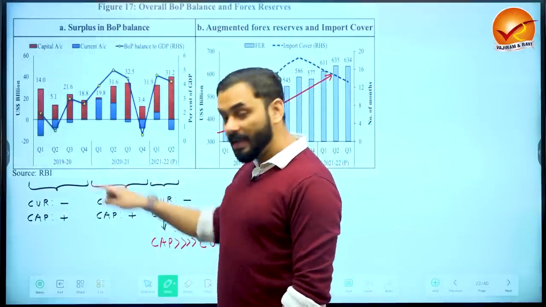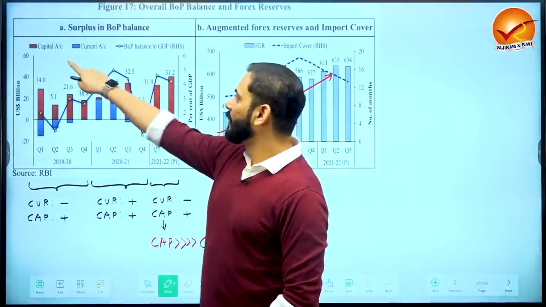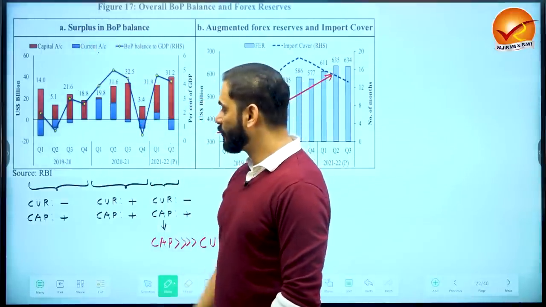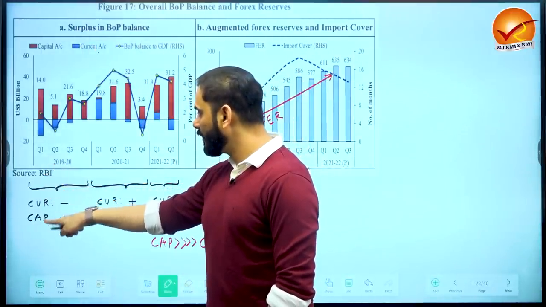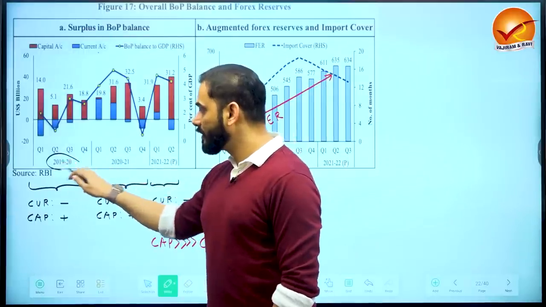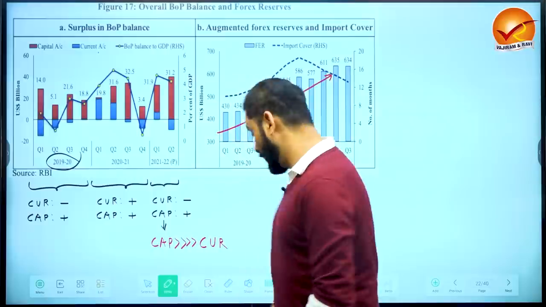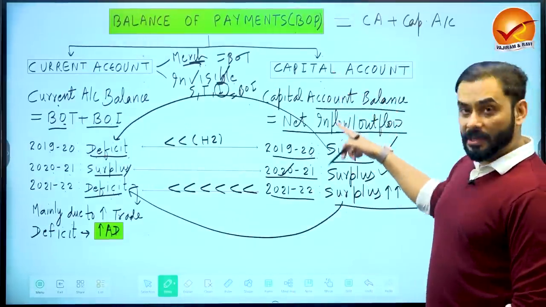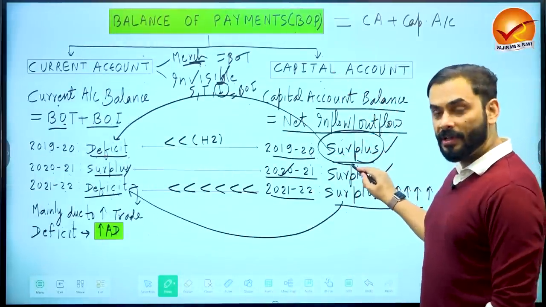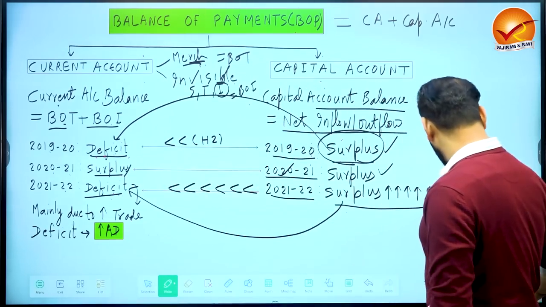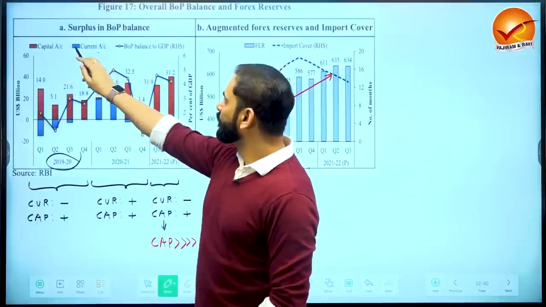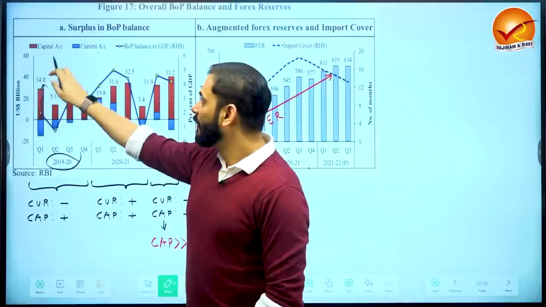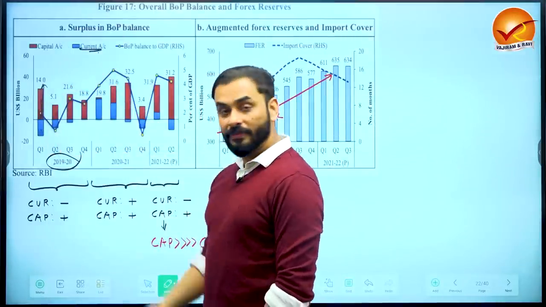So in 2019-20, let me show you this. So this is capital account, this is current account, this is balance of payment. So look at 2019-20. So this is 1920. I told you in 1920, if you remember, this capital account surplus was so good that it made up for this problem. So see here, our capital account was positive, see, high. Our current account was negative.